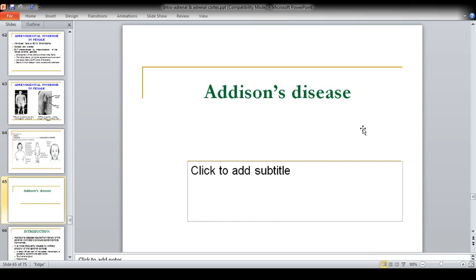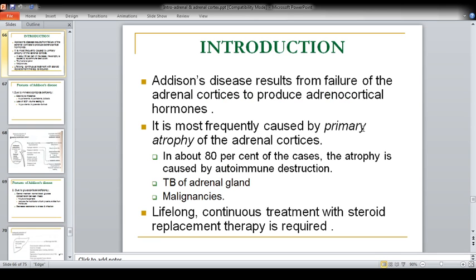Now let's discuss a disease that is very important, that is Addison's disease. So what is Addison's disease? Addison's disease results from a failure of the adrenal cortices to produce adrenocortical hormones. This could be life threatening. It is a serious issue. So its most frequent cause is primary atrophy of the adrenal cortex.